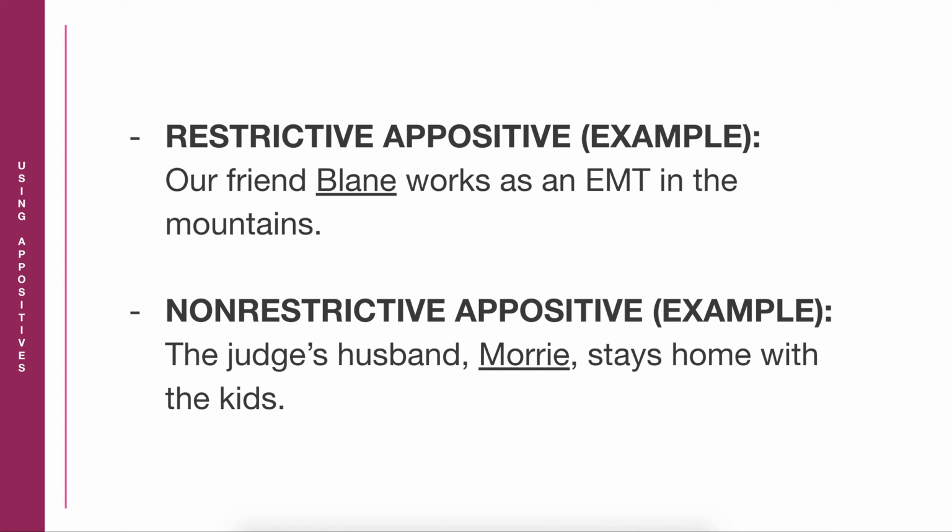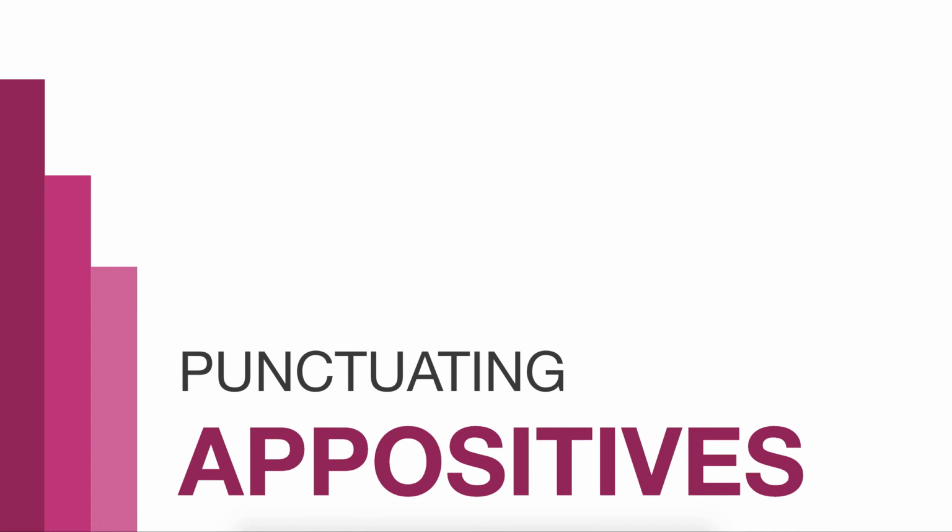So just one more time, a restrictive appositive is information that we need in order to understand what the author is trying to convey to us. Non-restrictive appositives are just extra information that add extra details that benefit us as readers, but aren't necessarily necessary. Now, with all of that said, the whole reason that we talked about restrictive and non-restrictive appositives was so that we could talk about how to punctuate them correctly.